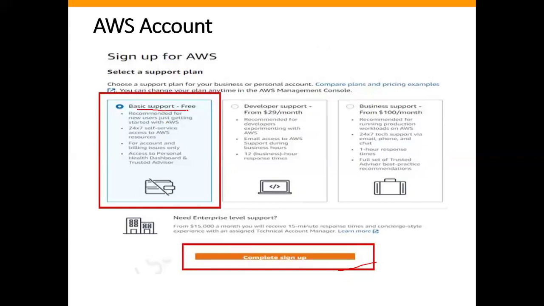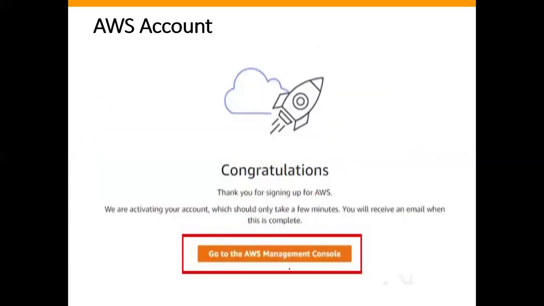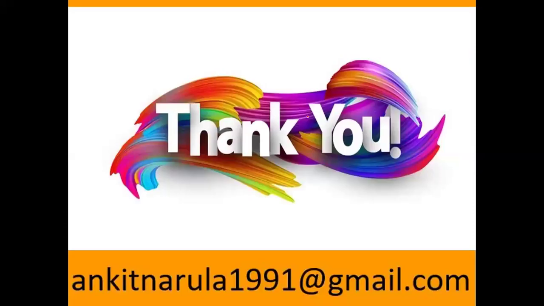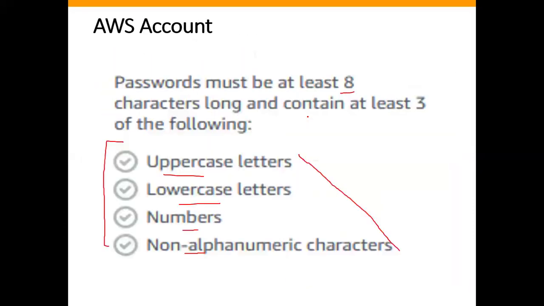In complete sign up, you need to select the basic support free plan. Here you'll also get two plans, $29 per month or $100 per month. It means this much minimum bill you will receive if you select the developer or business support plan. You always need to select the free plan. Then click on complete sign up and go to the AWS Management Console. Once you log into your account, this is how your AWS account looks. So this is how you can create your AWS account.